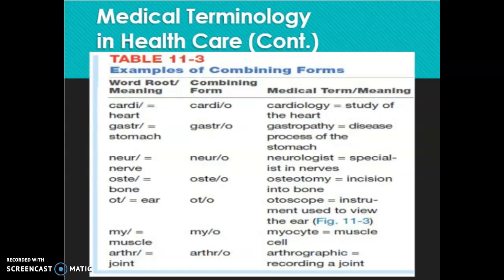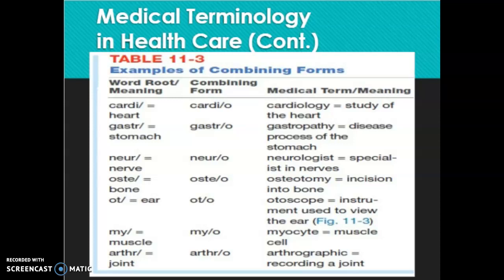Cardio pertains to the heart, gastro pertains to the stomach, neuro to nerves or the nervous system, osteo to bone, oto to ear, my or myo to muscular, and arthra or arthro to joints. So the suffix ology is the study of, so cardiology is the study of the heart. Pathy has to do with the disease process. So gastropathy is a word that means there's some kind of pathology of the stomach or a disease of the stomach. Ologist is a specialist, so a neurologist is a specialist in nerves.